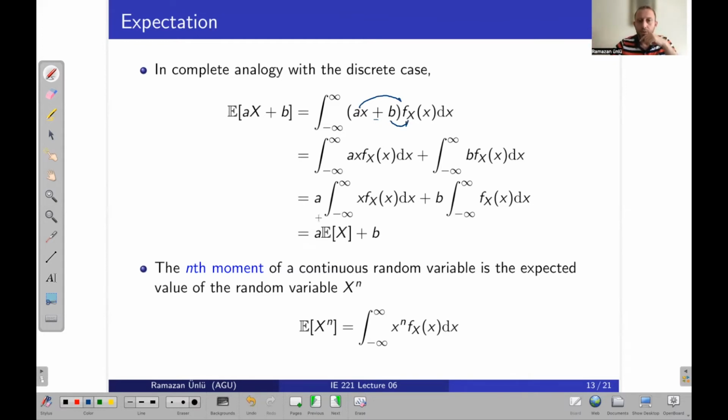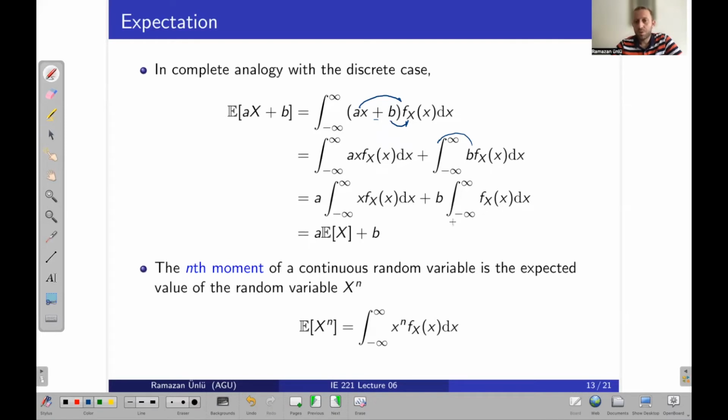So this will return a times, because this is a constant and it can go outside the integral, a times the integration of x times f of x, plus, and same, b is a constant which does not depend on x, which is the main variable for that integration. So b will go outside the integration, and it will be b times the integration of f of x.